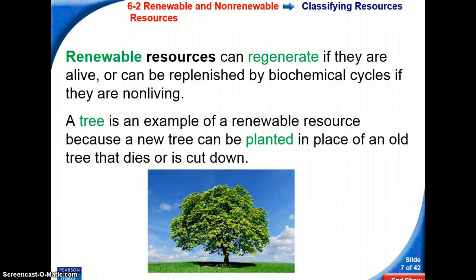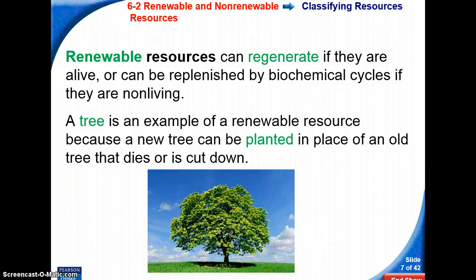First, a renewable resource. It can be considered renewable if it can regenerate, if it is alive, or if it can be replenished by biochemical cycles if it is non-living. So a tree is an example of a renewable resource because a new tree can be planted in place of an old tree that dies or is cut down. And we'll talk more specifically about forest resources as we go through, and the difference between an old forest and a new forest.